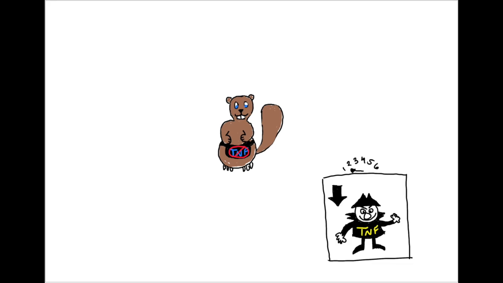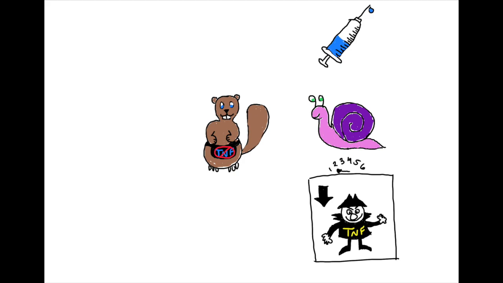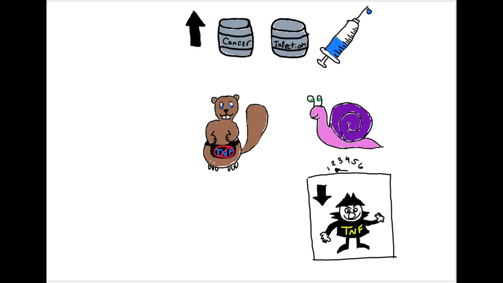Next, we have our TNF blockers, shown here by our beaver who builds dams, blocking the water. They work by lowering the TNF levels, shown by the evil TNF man in the down-moving elevator. They slow the destruction of joints by slowing the inflammation response, shown by our slow snail. They are given sub-Q, shown by our syringe. Educate patients on injections, rotating injection sites, and how to properly dispose of needles. They increase your chance of cancer and infection, shown by our cancer can.